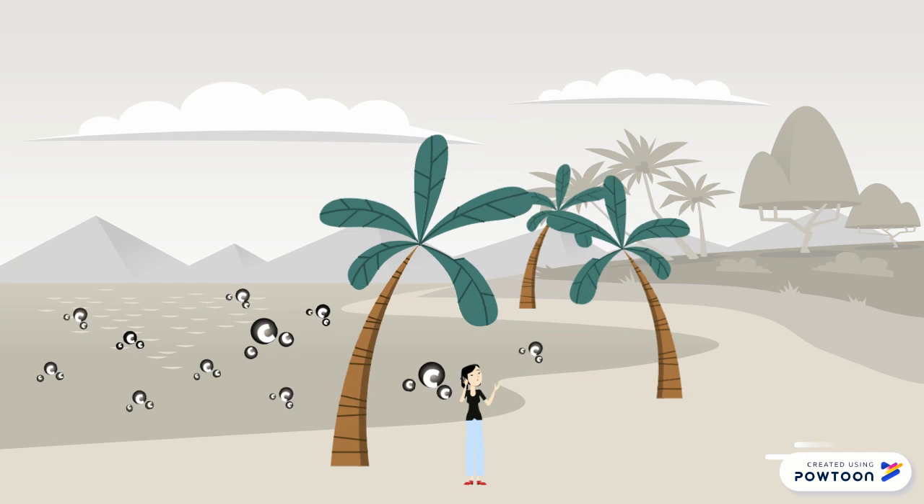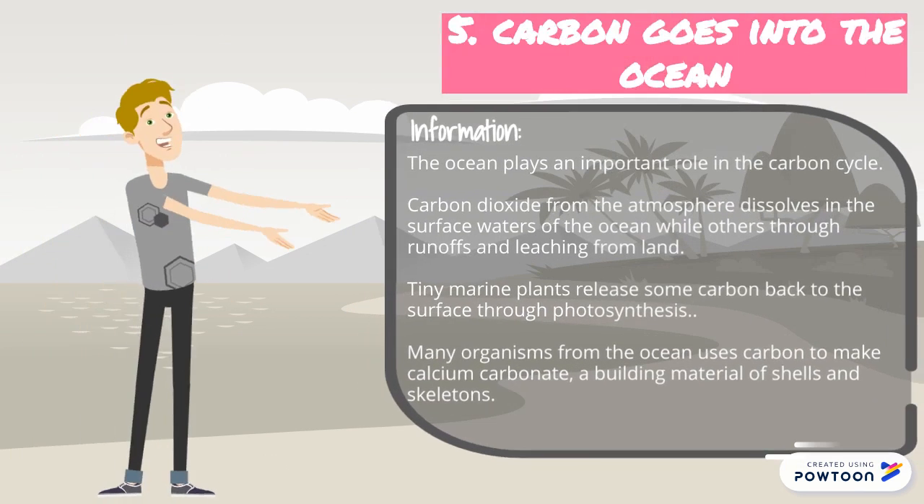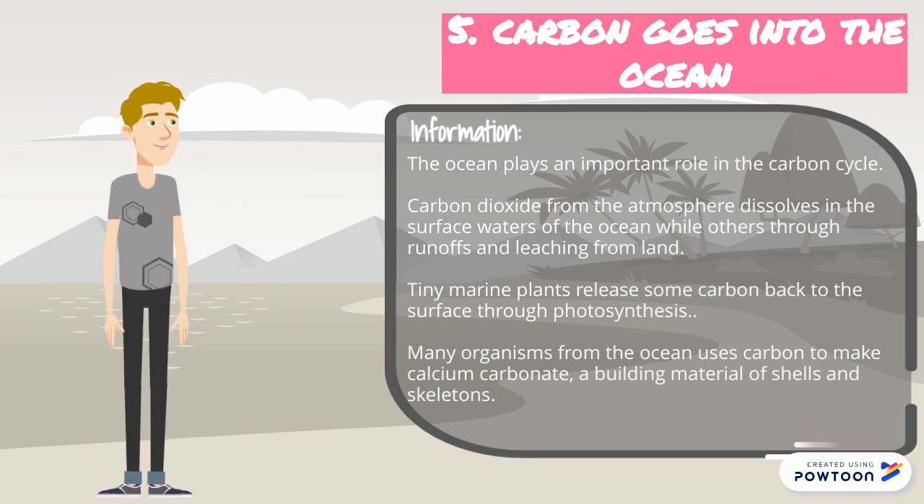The fifth process to the carbon cycle is when carbon goes into the ocean. The ocean plays an important role in the carbon cycle. Carbon dioxide from the atmosphere dissolves in the surface waters of the ocean, while some comes through runoffs and leaching from land. Tiny marine plants release some carbon back to the surface through photosynthesis. Many organisms in the ocean use carbon to make calcium carbonate, a building material of shells and skeletons.